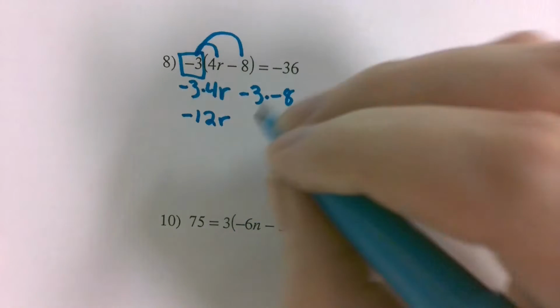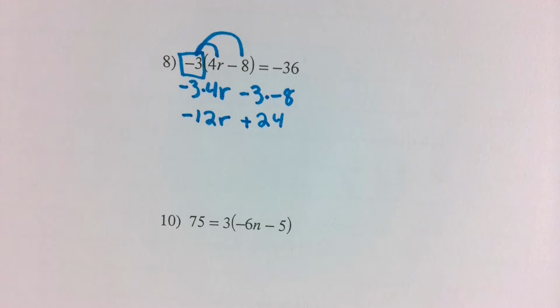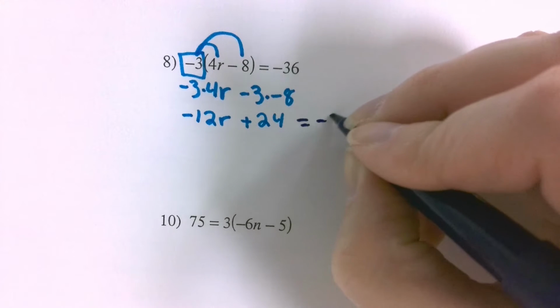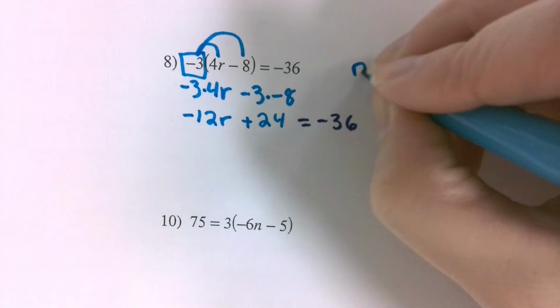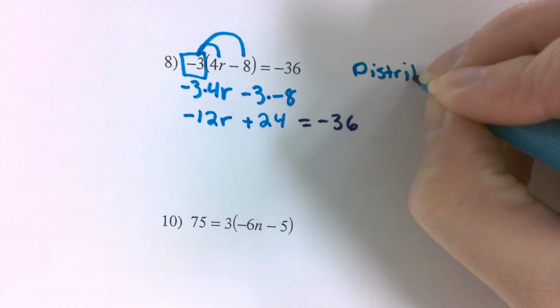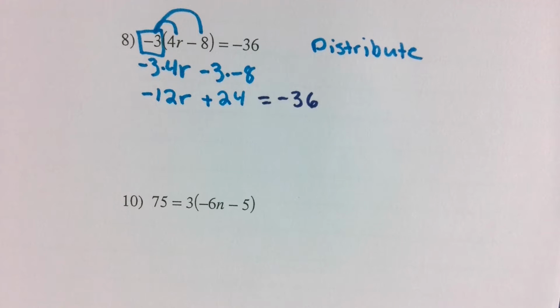All right, so -3 times 4r is going to give us a -12r. -3 times -8 is going to give us a +24. And the whole thing is still set equal to -36. So we followed through with that first step, the distributive property. So we distribute. Always, always, always. That's the first thing that you should be doing whenever you're looking at an equation. Can I distribute? If I can, I do it.